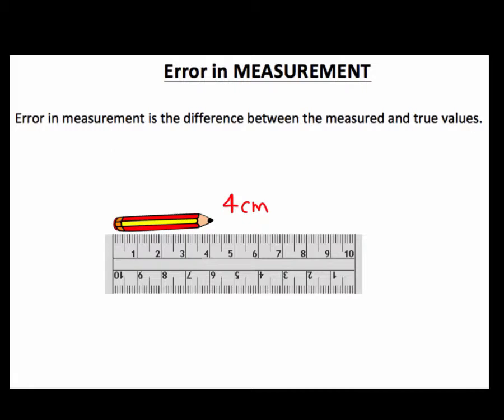It looks like 4 centimetres, but if we look really closely, we could have actually said it was 4.2 centimetres. But what we write down depends on how accurately we are measuring. So there's often an error in measurement depending on what unit we're going to be looking at. And the definition of this error is the difference between the measured value that you decide on and the true value.